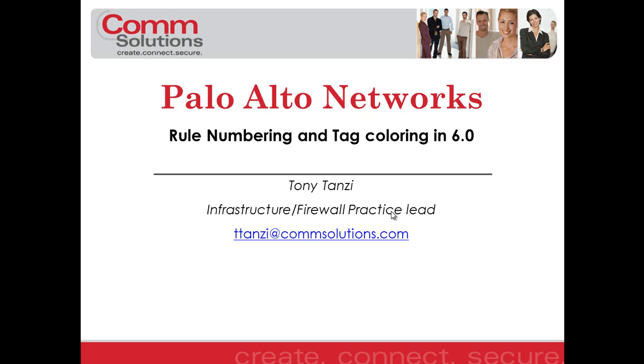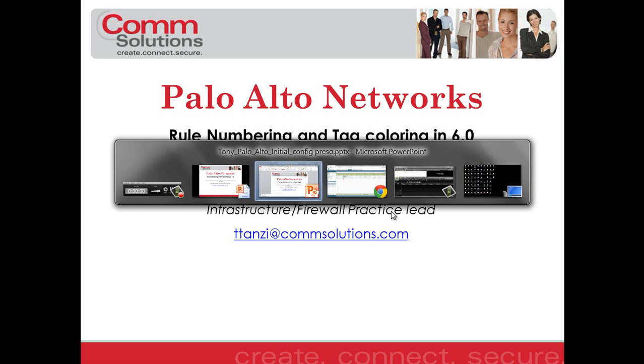In this Palo Alto Tech Tip video, I'd like to introduce you to two new features that are part of PAN-OS 6.0. Those are rule numbering, which has come back to the firewall, and tag coloring, which gives us some instant visibility while looking at policy to quickly identify rules that match a certain criteria. So let's take a peek at this.